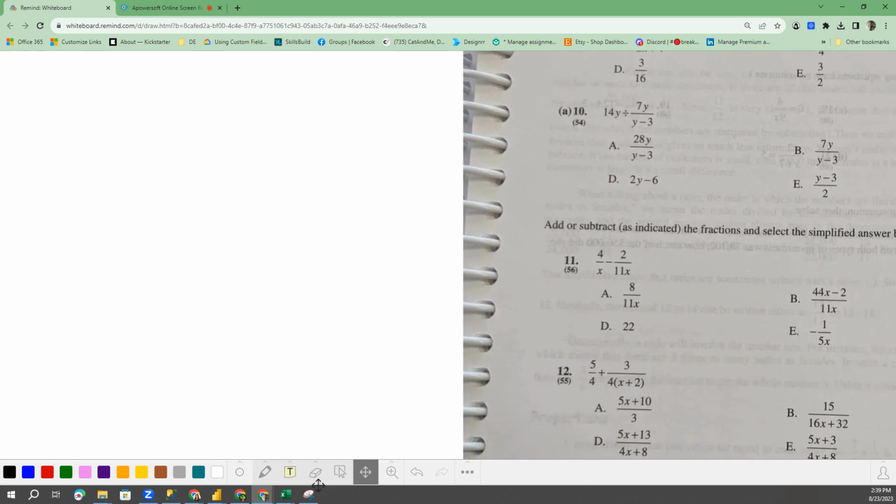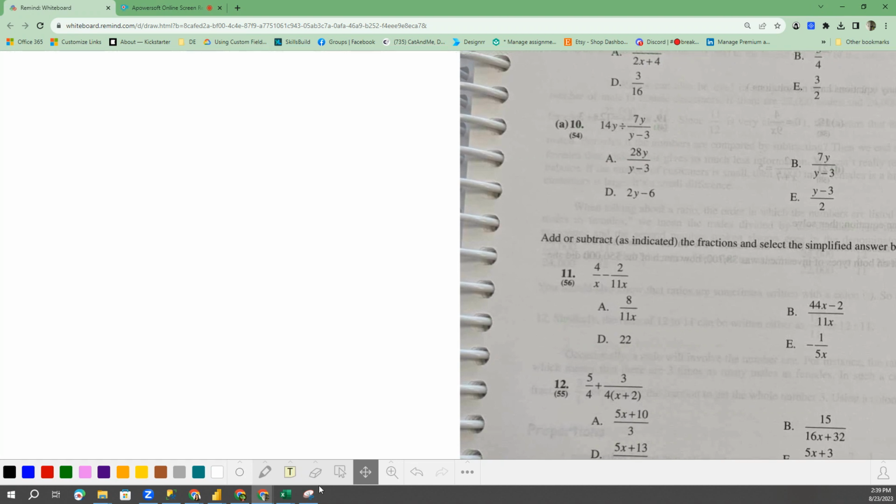All right, number 10. Number 10 is again a division problem, but this one right here is a whole number, so therefore we will have to put a 1 under it. So 14y over 1 divided by 7y over y minus 3. Okay, so now we will do the keep it, change it, flip it. So you have 14y over 1. You change the division to multiplication and flip the second fraction.